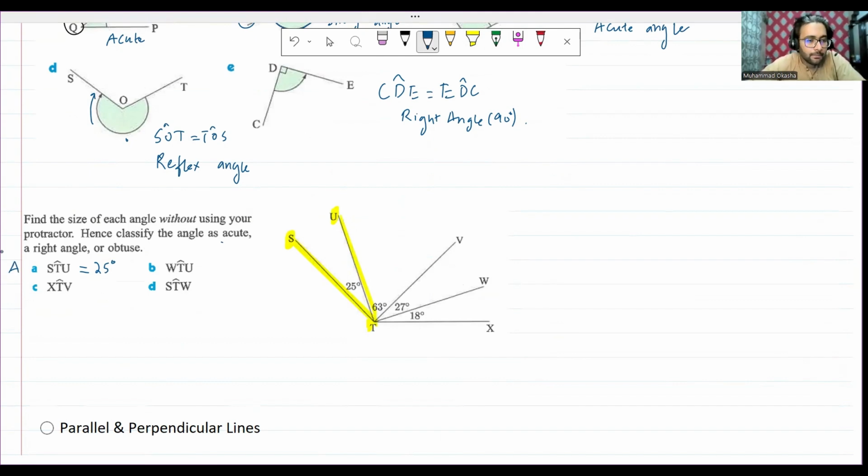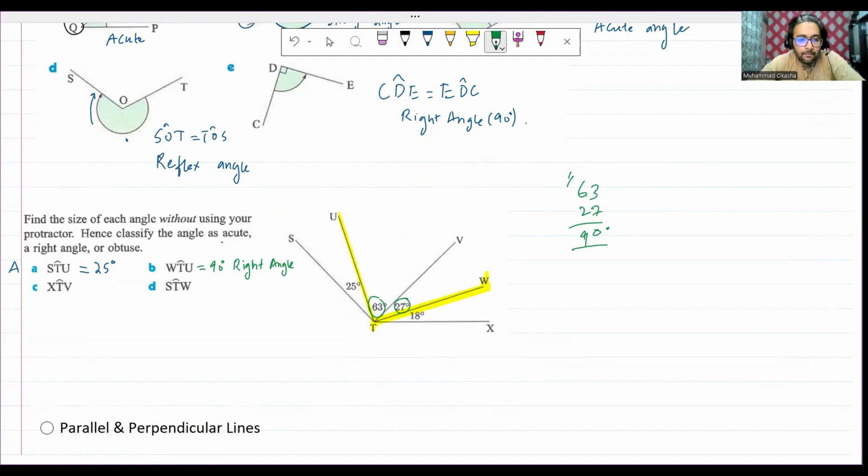Okay. Let's talk about part B, WTU. I'm going to start from W. So WTU. Okay, this is interesting. WTU has two angles in the middle. It is 63 degrees plus 27 degrees. I'm going to add them, 63 and 27, 6, 7, 8, 9, right? 90 degrees. 63 plus 27 is 90 degrees. So WTU is 90 degrees and the name would be right angle.